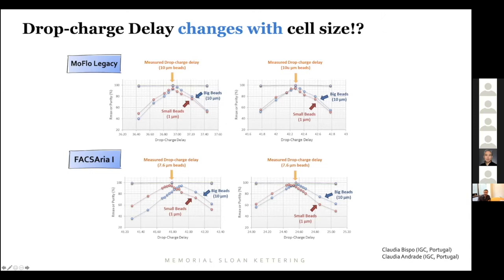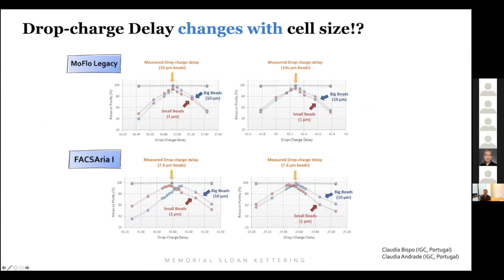Now the idea here, what we were doing is, we're looking at these curves, which are the curves of the maximum recovery. So we measured the timing, the drop charge delay, for a MoFlow and FX ARIA 1. And what we saw is that, at least for a MoFlow, regardless of the size of beads, whether they were small, 1 micron or 10 micron, the maximum recovery was exactly matched to the drop charge delay that we had calculated with the vendor's recommended way of measuring it.